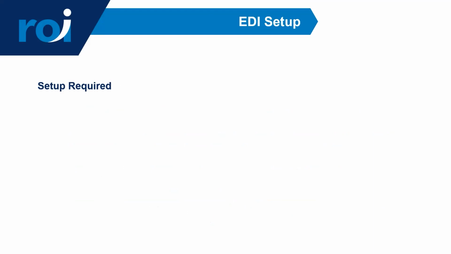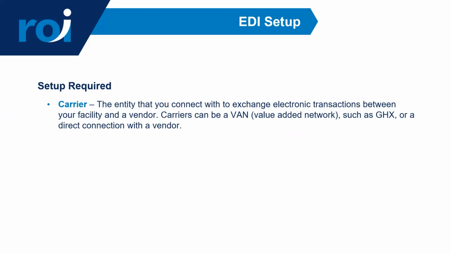So what setup is required in order to do EDI? Well, first you have to have a carrier set up. This is the entity or the exchange between your facility and the vendor. Typically, your carrier could be a value-add network such as GFX, Vizient, or you can even have a direct connection carrier with the vendor. So if you need to have something specific with a vendor, you can create that direct link right from your system to the vendor's system.